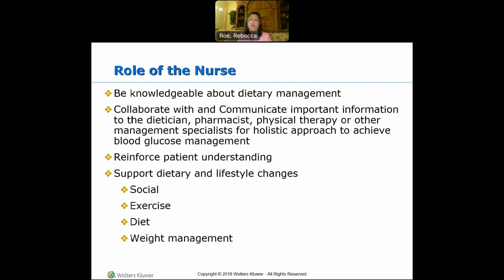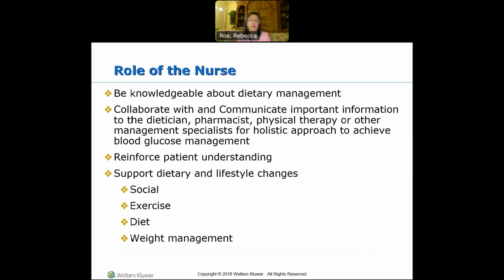The role of the nurse in dietary management is just about being knowledgeable. Everybody has an opinion about how you should eat and what you should do, and you have to think about the patient. The patient comes from a different background. Food is a very social thing. It's a very sacred thing. It can be a very religious thing. It is something that is tied with emotion. It is tied with tradition.